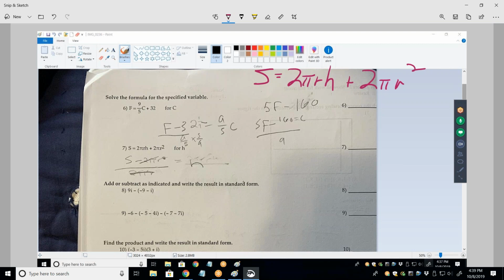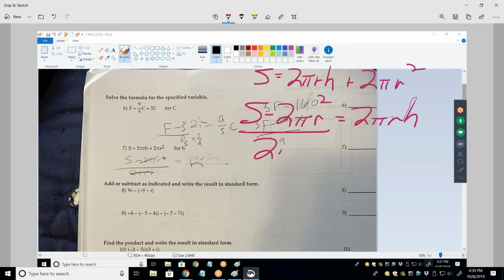So I think you'd subtract the 2 pi R squared. So it'd be S minus 2 pi R squared equals 2 pi RH. Now what? You can divide by 2 pi R, which gets rid of it over there. We've just solved for H, and that's a perfectly fine answer.